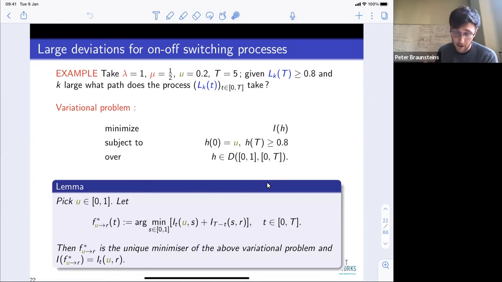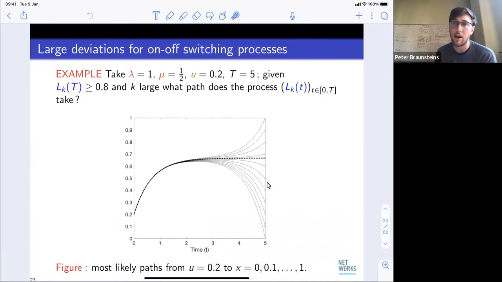But it's one that we can solve, and we can write down an explicit expression that I don't want to get into now. The point is that there's a unique minimizer, and the rate associated with that path is equal to the same rate that we had before. What that means is that there's only one path that the process will take. So given that the edge density is 0.8 at time capital T, which is 5 in this case, with high probability there's only one path that the process can take.